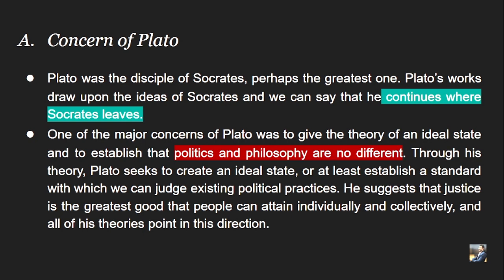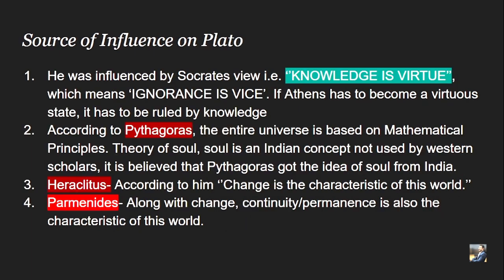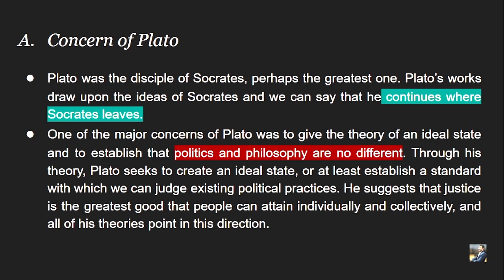One major concern of Plato was to give the theory of an ideal state and to establish that politics and philosophy are no different. Okay, again a very valid point that politics and philosophy are no different. Okay, he wanted to give a theory of an ideal state. Until a philosopher becomes a ruler, or a ruler learns philosophy, there can be no end to human predicament. Okay, that was the statement given by Plato.